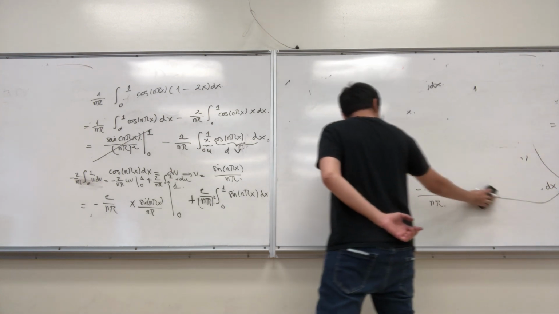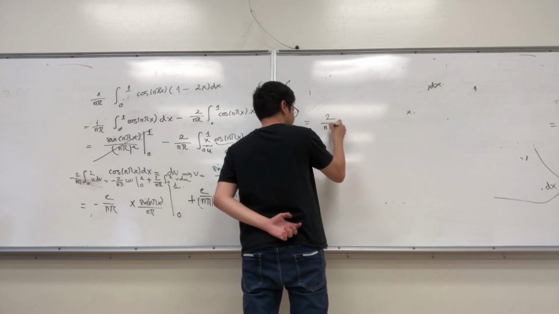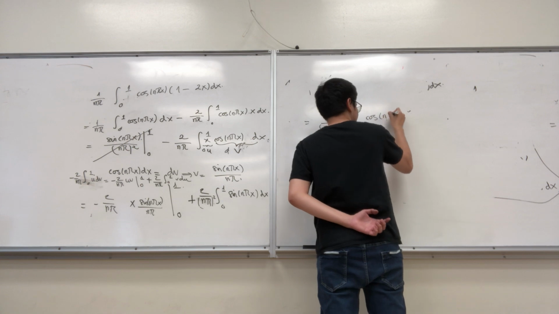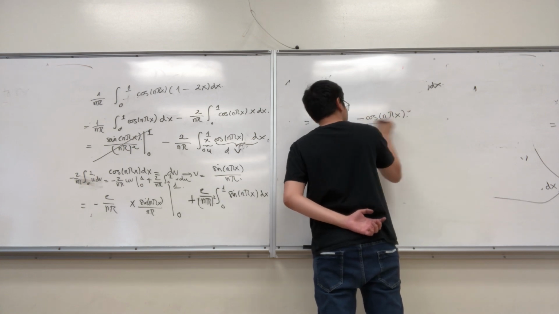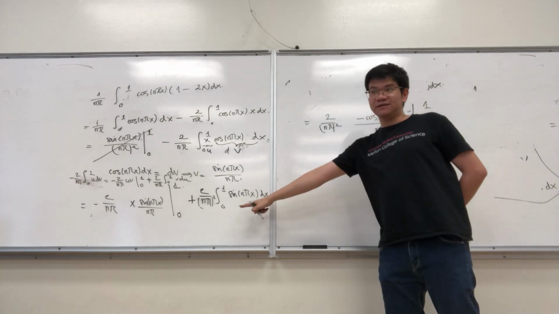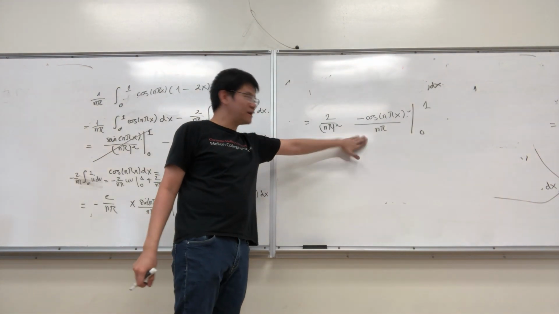Alright, so again, now everything becomes simple because I only have to compute the antiderivative of sine, which is minus cosine n pi x, and I evaluate at 0 and 1, right? I take the antiderivative of this function, I get cosine, but I remember to divide by n pi, right?